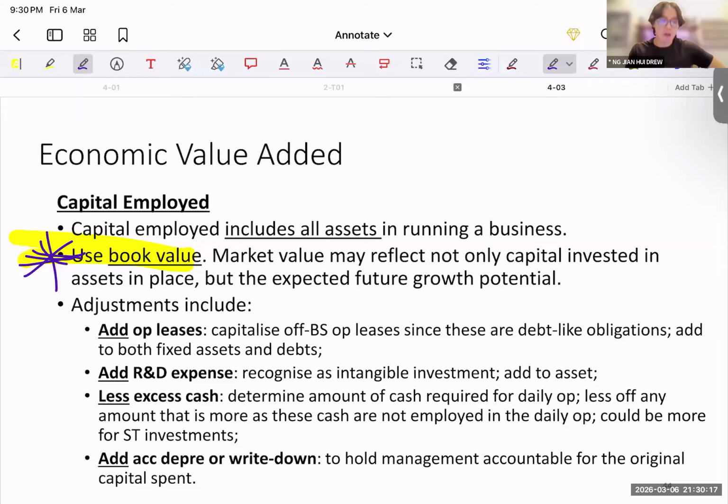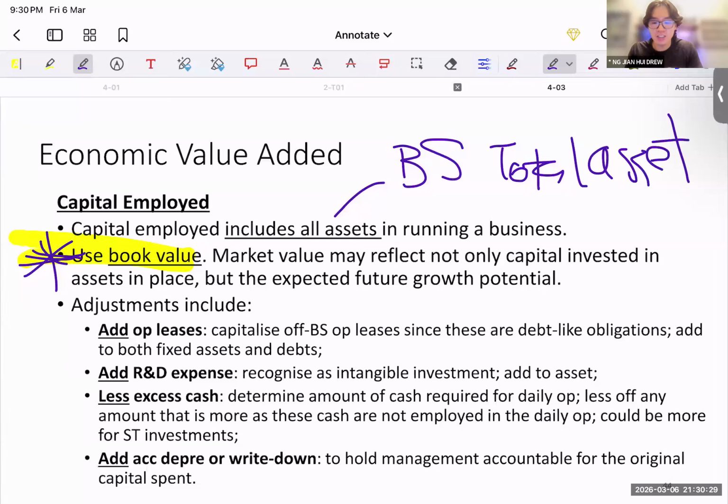Okay. Now, for capital employed, again, it's just not taking all that. This is not equal to the balance sheet figure of total asset. Capital employed is just not total asset on the balance sheet. Yes, it must include all asset, but there must be some adjustments being made as well for capital employed. And these adjustments include things like operating leases. So operating leases are expenses, but they must be capitalized because they are like assets to you, right?